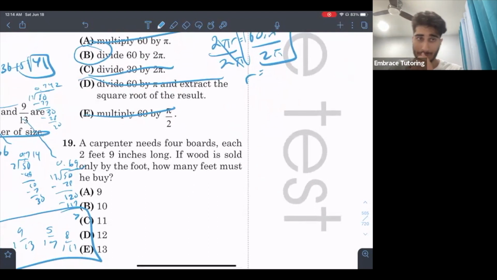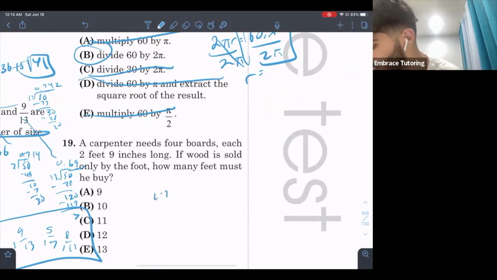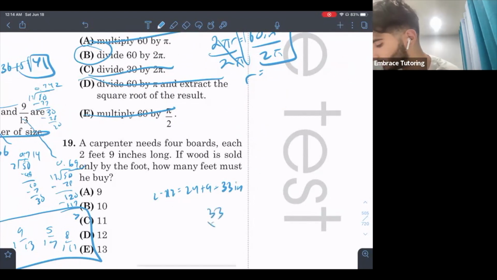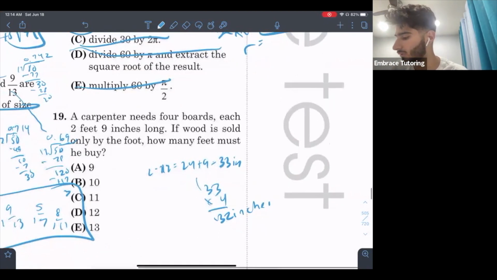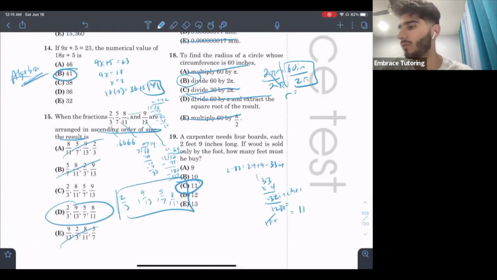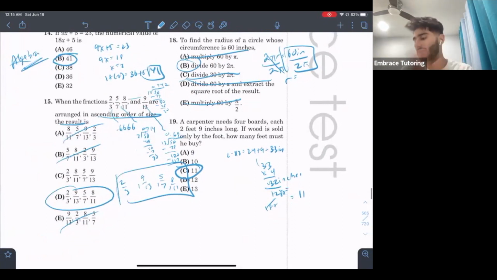Question 19. Getting closer to being finished. A carpenter needs 4 boards, each 2 feet 9 inches long. If wood is sold only by the foot, how many feet must he buy? So 2 feet 9 inches is 2 times 12, which is 24, plus 9, 33 inches. And you need 4 boards, so 33 times 4 is 132 inches. How many feet must he buy? So 132 divided by 12, since there are 12 inches in 1 foot, would be 11 feet. Choice C for 19. It's simple algebra based, and if you understand the algebra and the question they're asking, it's easy to solve.